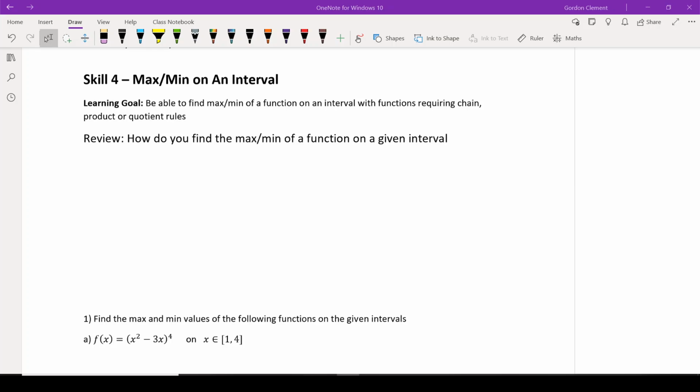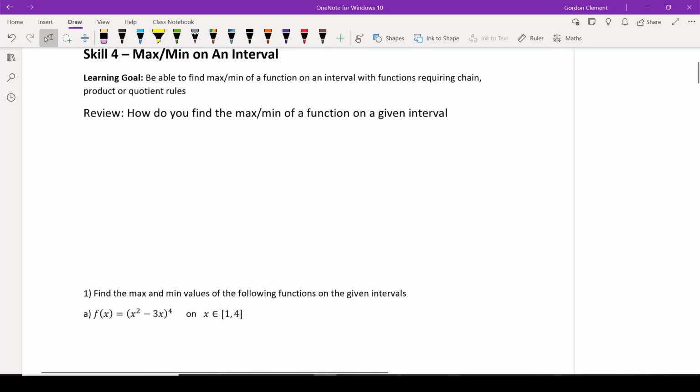Okay, so we're going to take a look at skill 4, which we're circling back to this idea of finding a max and min on a given interval of a function. We're just going to focus in on functions that need these new derivative rules we have: product, chain, and quotient. So to see how that looks.